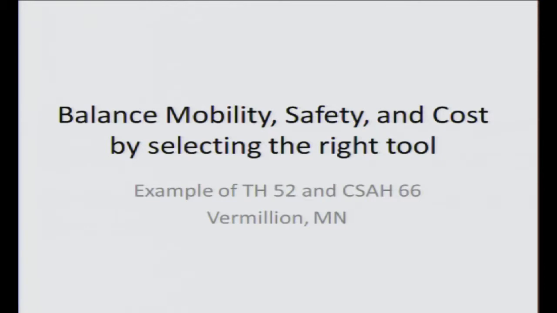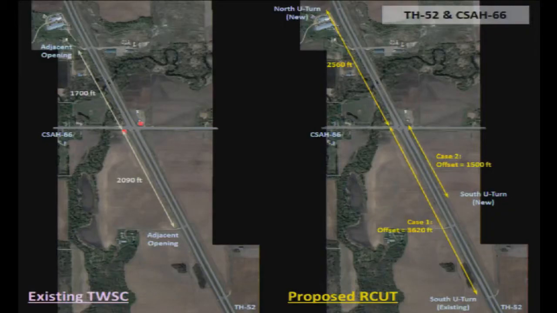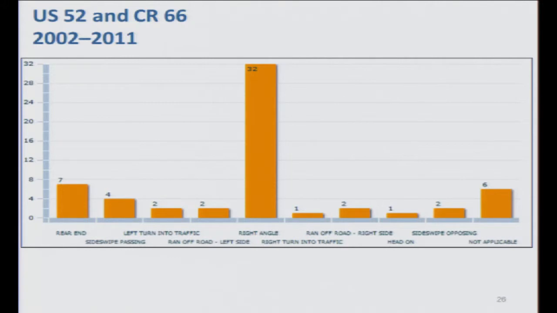Now we need to talk about how we balance mobility, safety, and cost, okay, by selecting the right tool. And this is one example in Minnesota, a two-way stop control intersection, and this is the kind of crash history they have.